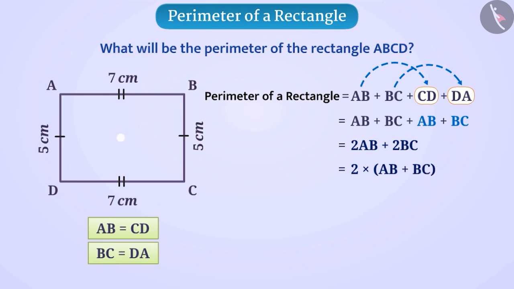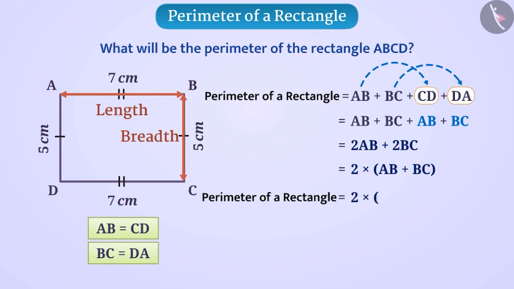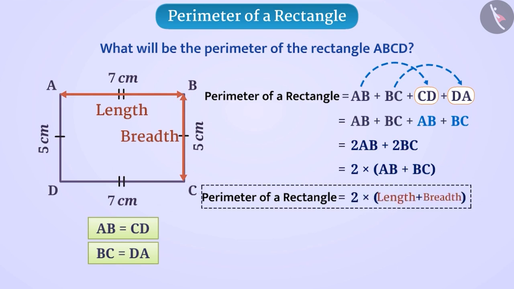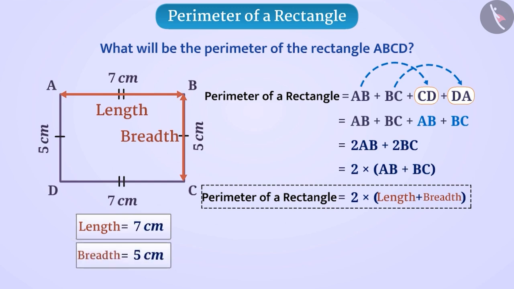But here, in rectangle ABCD, the side AB represents the length of the rectangle and the side BC represents the breadth. So, in a comprehensive manner, we can say the perimeter of a rectangle is equal to 2 into (length plus breadth). Since length is equal to 7 cm and breadth is 5 cm, the perimeter of the rectangle is equal to 2 into (7 cm plus 5 cm), which is equal to 2 into 12 cm, which is equal to 24 cm.